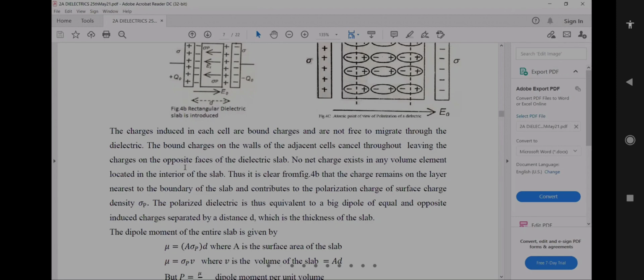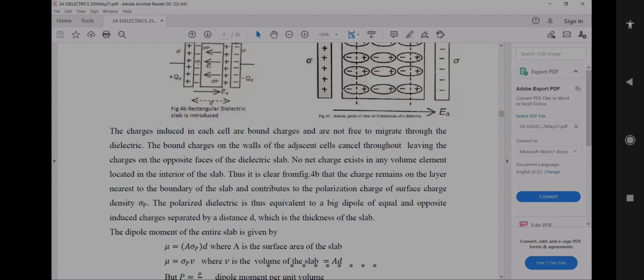Okay, and contributes to the polarization charge of the charge density sigma p. These charges only contribute the surface charge density, that is sigma p. So the sigma p is due to these charges present on either side of the dielectric slab. So the polarized dielectric is thus equivalent to a big dipole of equal and opposite induced charges separated by a distance.